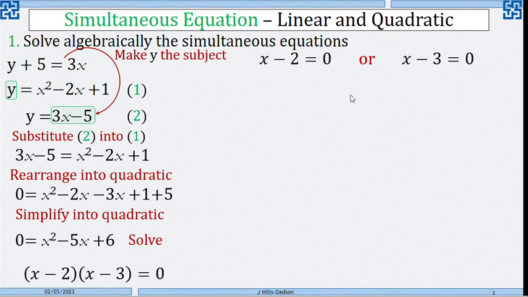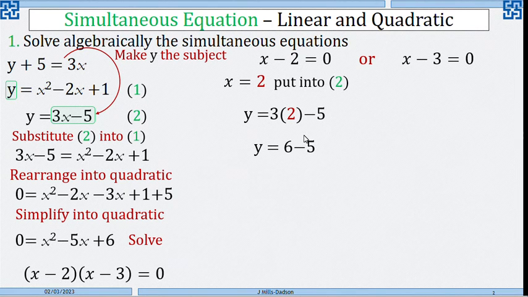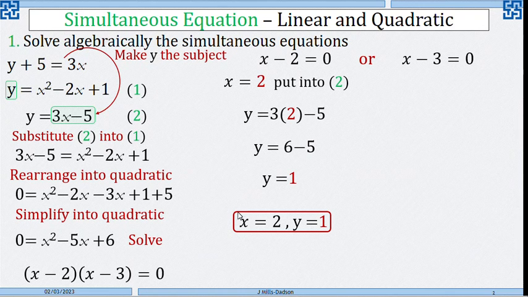So let's consider the first section, when x minus 2 equals 0. When that happens, it means that x is equal to 2. So now that I've got the value of x equal to 2, I'm putting it into equation 2 to find out what the y value will be when x is 2. So if I put 2 into this expression, I have y equals 3 into bracket 2 minus 5, and you solve it. 6 minus 5 gives you 1. So which means when x is 2, y will be equal to 1. So that's the first section.